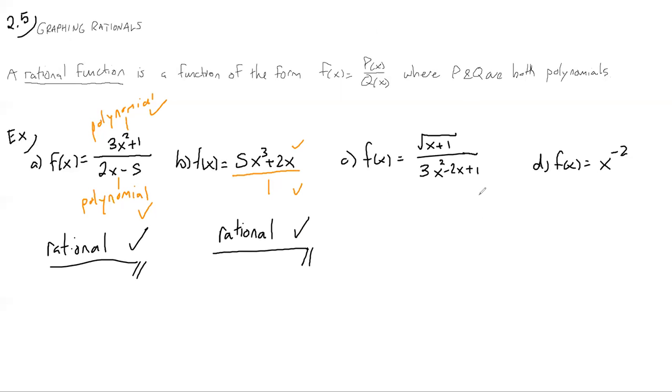And C, you can see we've got the polynomial on the bottom, but on the top, because of the root, this is not a polynomial. So C is not going to be a rational function. Doesn't mean it's not a function, it just means it's going to behave differently, and we're not really going to investigate it in this section.